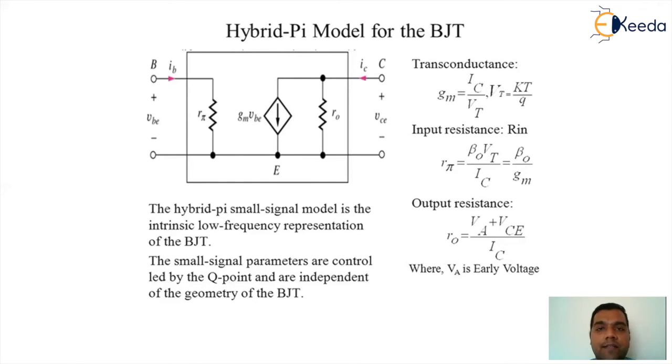What we have seen in this entire session is 4 models: the re model and the hybrid pi model. When we studied the re model, we studied the re model of common base as well as the re model of common emitter. So overall, we have gone through 4 types of representation of the BJT. These all elements are basically representing a transistor under common emitter configuration, or if you see the first model, it is the common base configuration. It is basically standing for an equivalent circuitry.